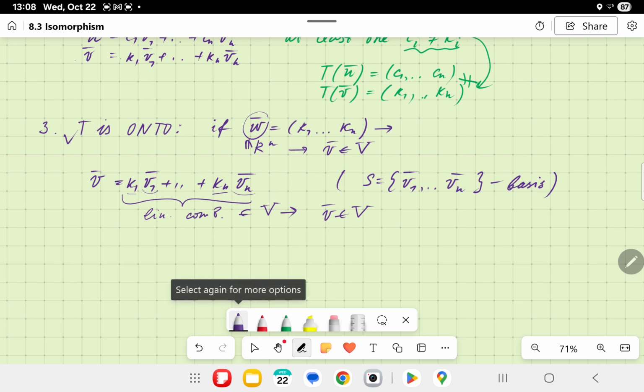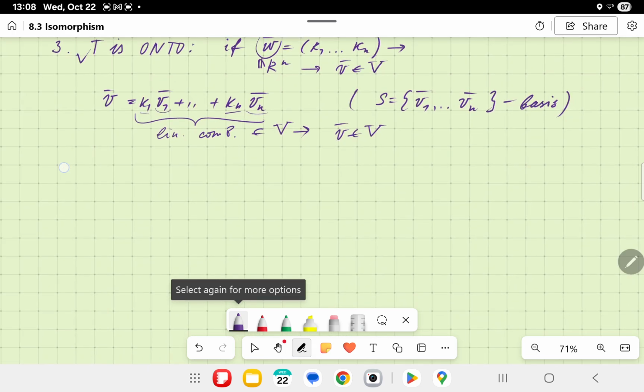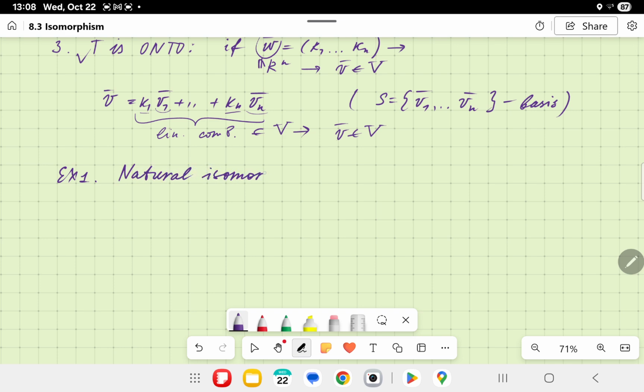Maybe a couple of examples of isomorphism. Okay, let's do example number 1. Natural isomorphism from Pn minus 1, polynomials of degree less than n minus 1, to Rn.